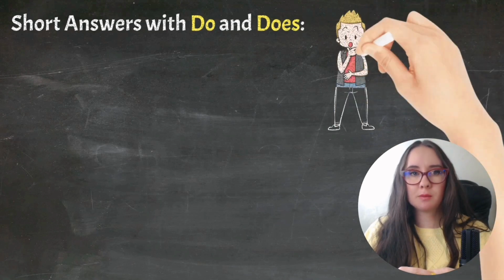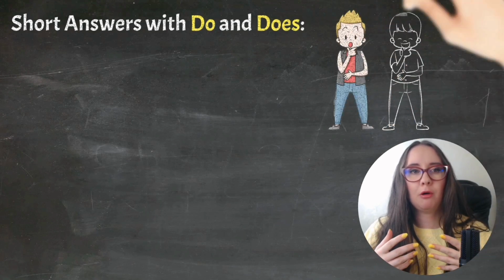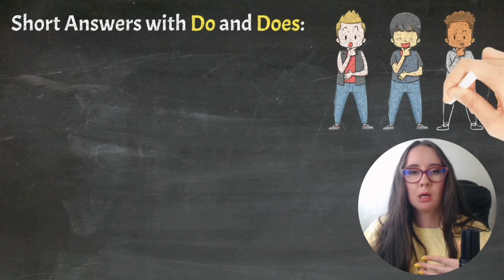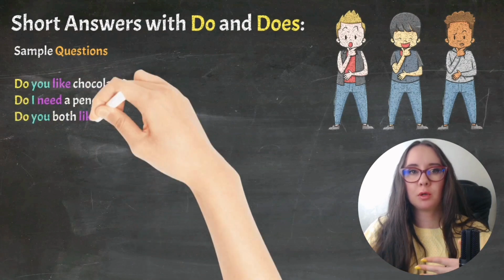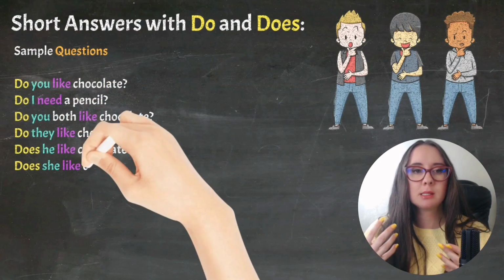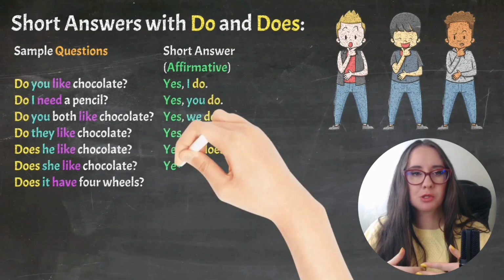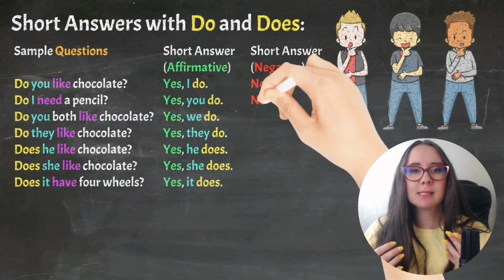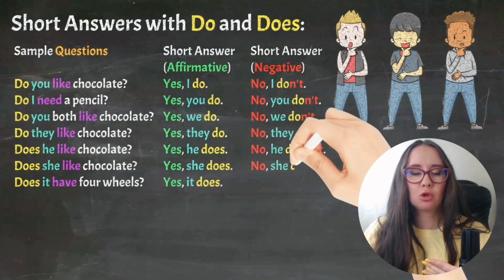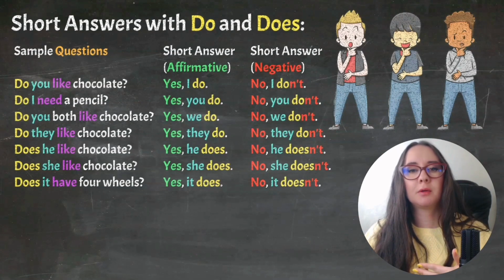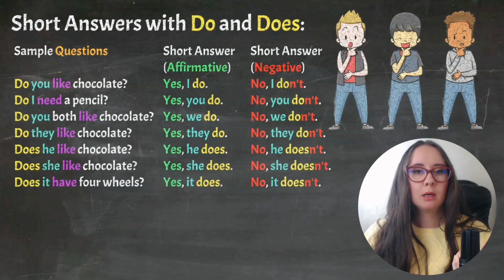So, short answers. Of course, when we have questions, we need to have answers. But can we create short answers? Of course, it can be like yes or no. But do you like chocolate? Our standard positive question: yes, I do. So this is your short answer. Yes, after that the subject, after that the auxiliary verb do.